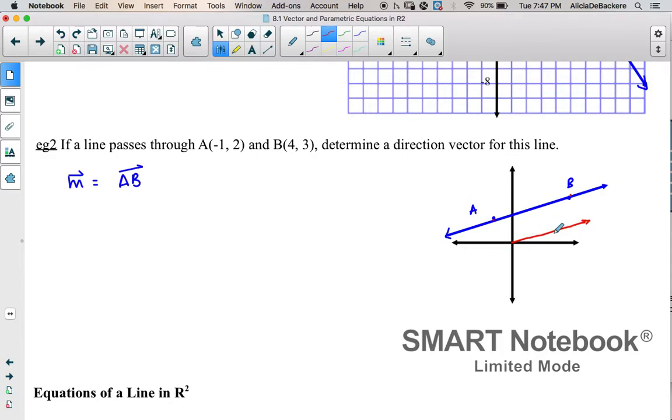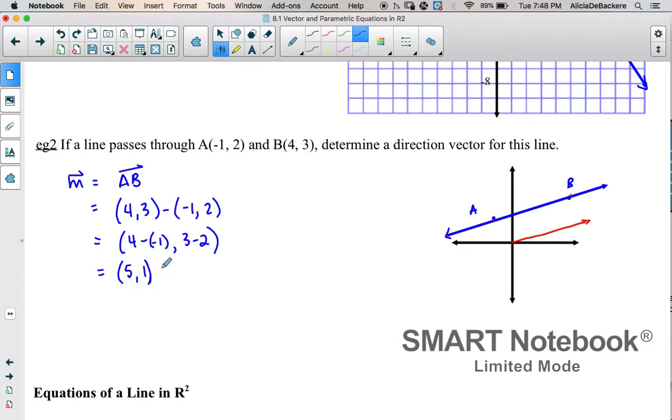Hopefully you can see that there's multiple direction vectors for any given line because they can have different magnitudes, or they could go in the opposite direction. So it's just a vector that's parallel to the line. So one possible direction vector is AB. So we're going to figure that out, and remember to do that, I take the B coordinates and I subtract the A coordinates, or you can do that within one like this. And so I end up here with (5, 1).